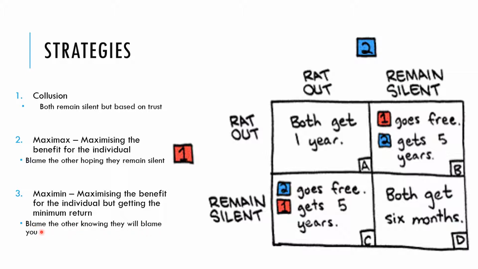So broadly speaking, we have 3 different strategies. We could both remain silent based on trust and collude. I could blame you, hoping you remain silent, or I could blame you, but knowing that you're going to blame me. A collusion, a maxi-max, or a maxi-min approach.